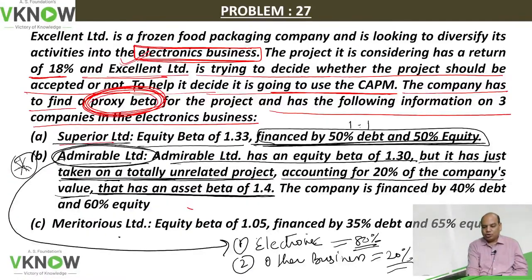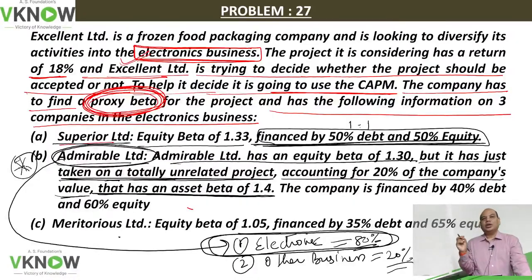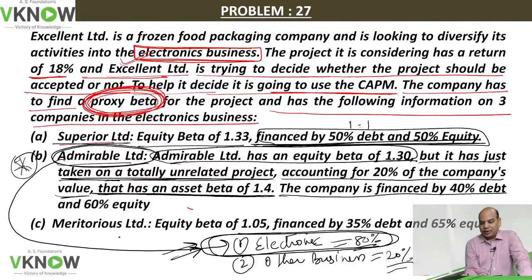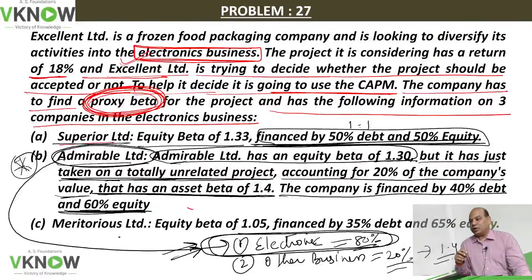Is it right? I need to find the overall beta of electronic business only. So whatever overall beta I will get from Admirable, from that we will identify how much is the beta of electronic business only. The company is financed by 40% debt and 60% equity. So their debt equity ratio is 40:60. And the other business has an asset beta of 1.4. Asset beta is overall beta. Asset beta is equal to overall beta.